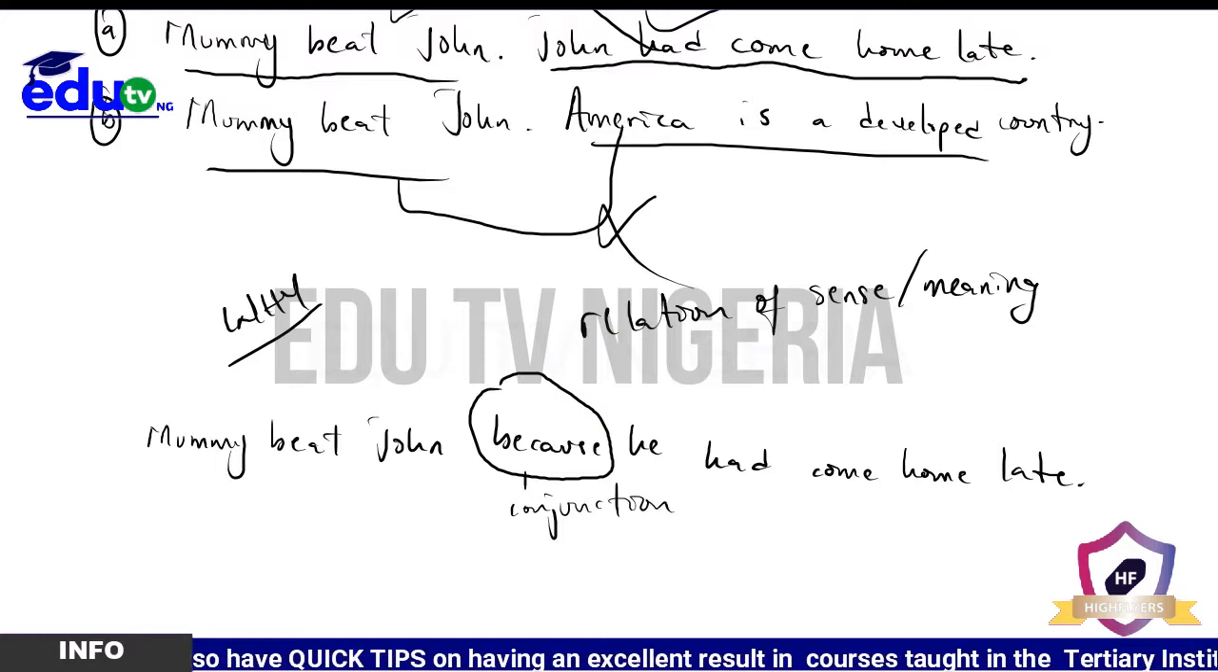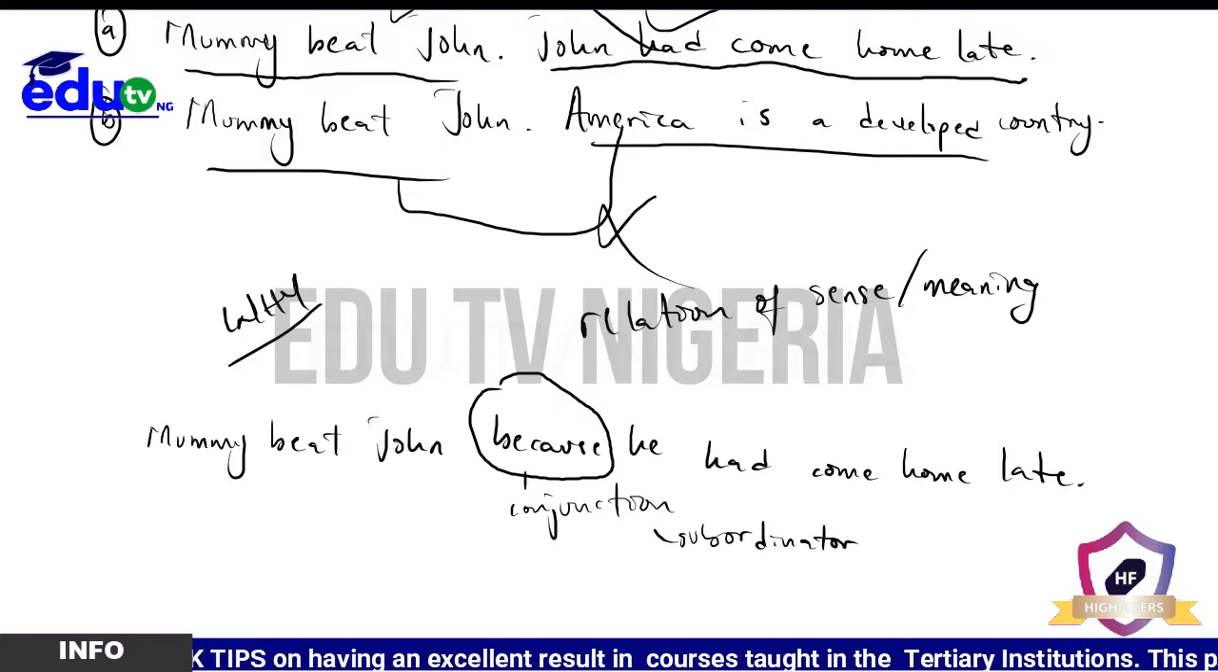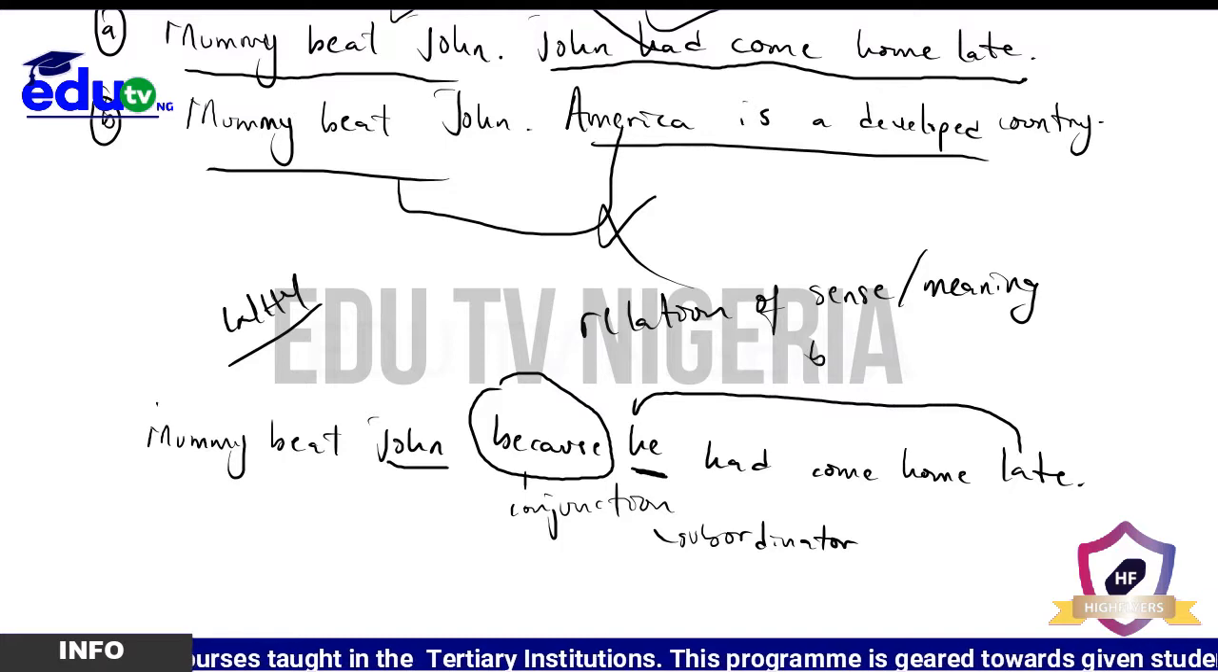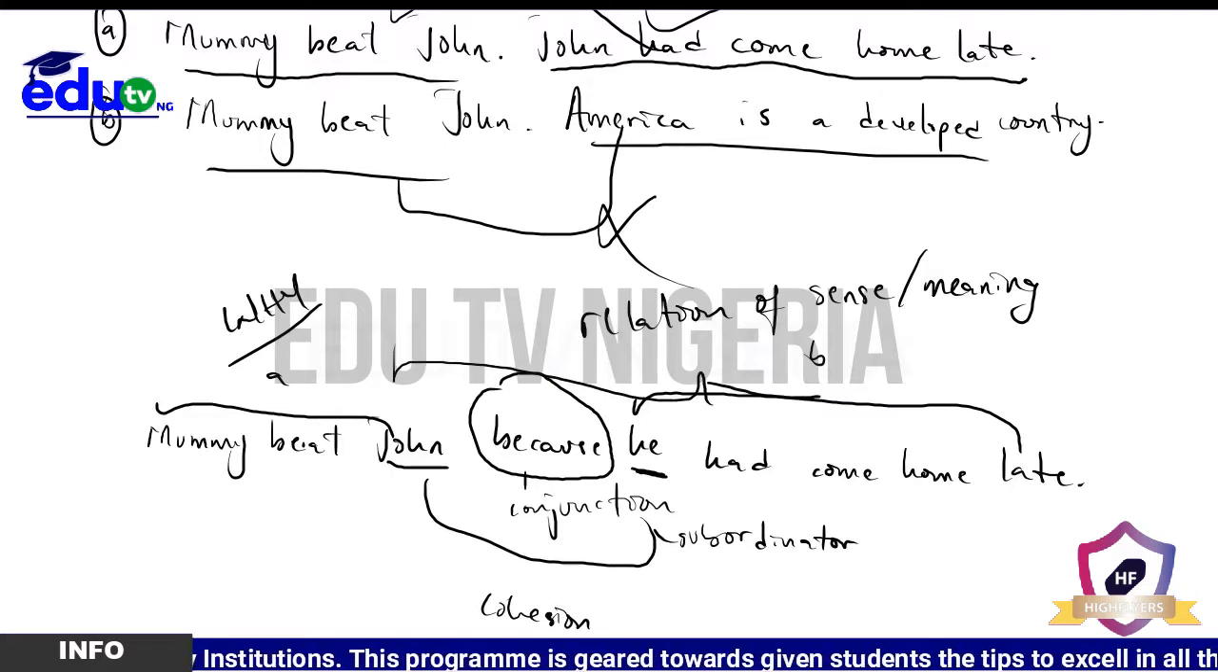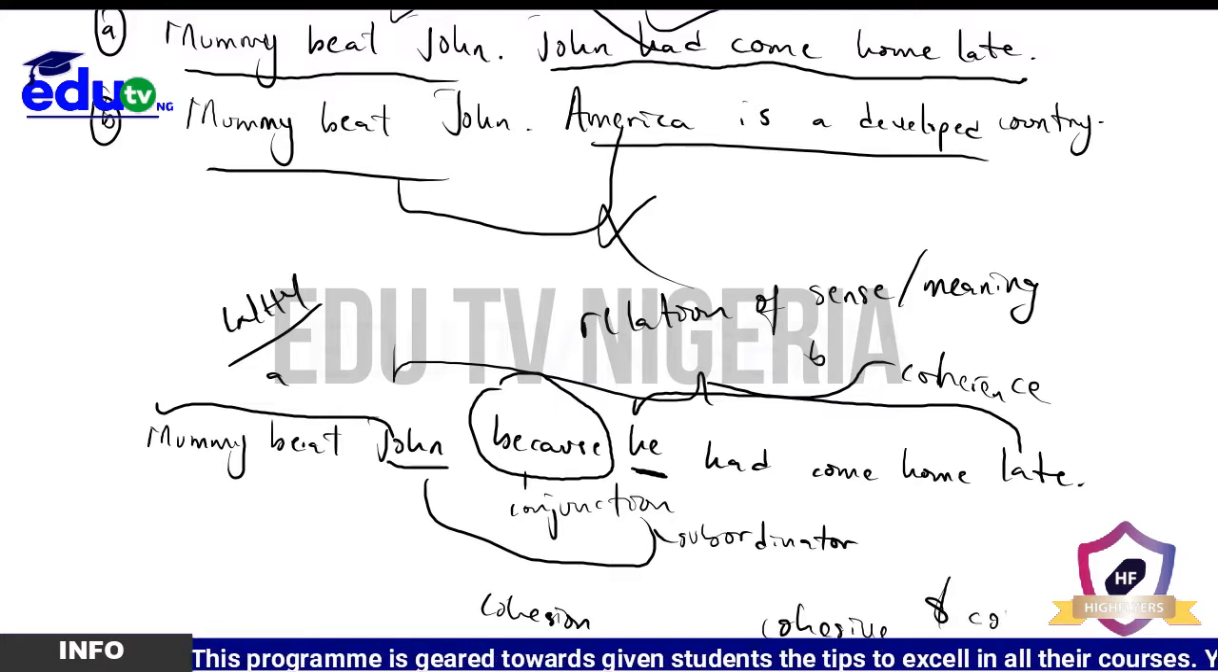So we have used a conjunction here, which is also known as a subordinator, to link the two sentences together. So now Mommy beat John is being linked up with he had come home late just by the use of because. Two, we've also replaced John with the pronoun he, which is also an instance of cohesion. Because is an instance of cohesion, he is another instance of cohesion. And the fact that the second sentence is a justification for John being beaten, that is coherence. So these two are cohesion, and the fact that there is a relationship here is what? Coherence. So we say that this text is what? Cohesive and coherent.